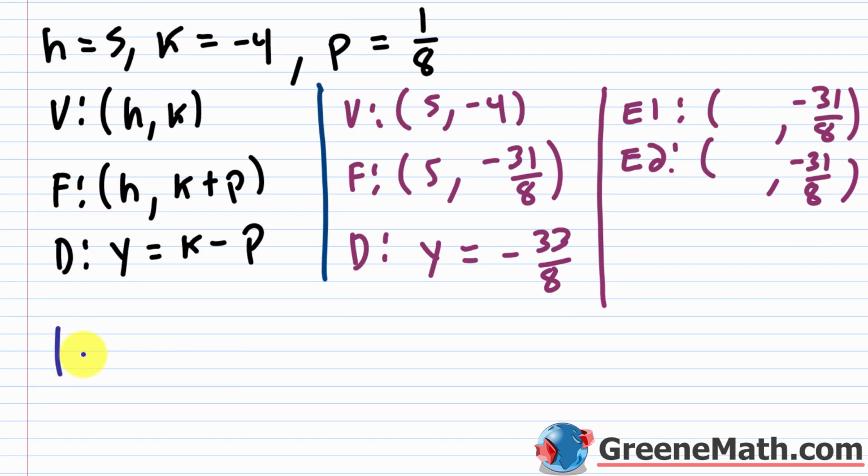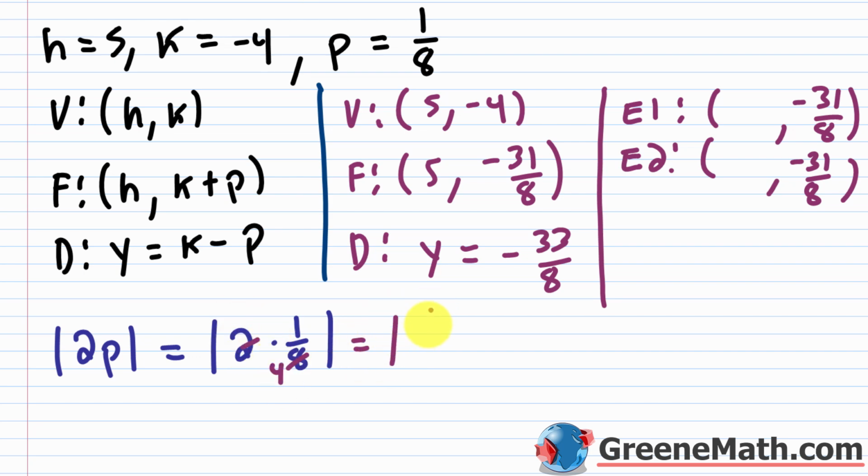The absolute value of 2p is going to be equal to, again, p is 1/8. So it's the absolute value of 2 times 1/8. So this right here, 8 divided by 2 is 4. So this is the absolute value of 1/4, which equals 1/4. So what you're going to end up doing is you're going to take 5 and add a 4th. So basically it's 5.25 if you want to do that as a decimal, and then you're going to subtract away a fourth. So that would be 4.75, again, if you want to do that as a decimal.